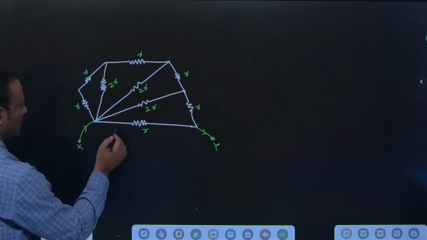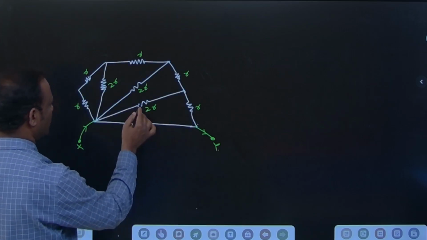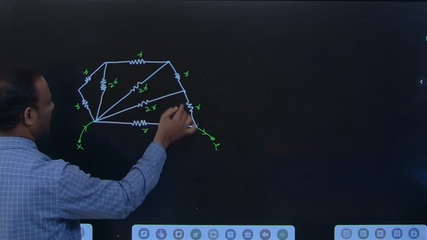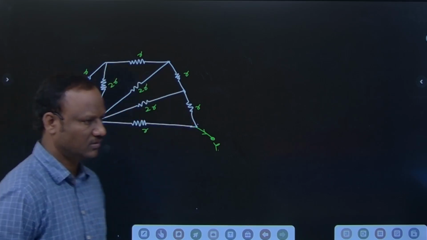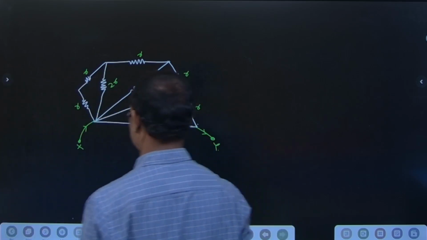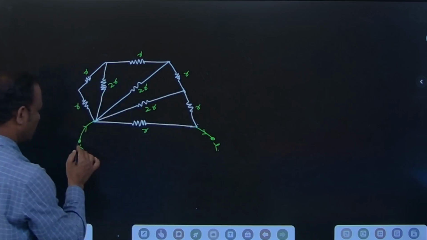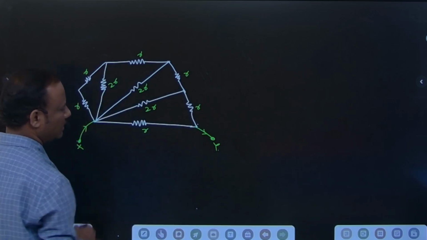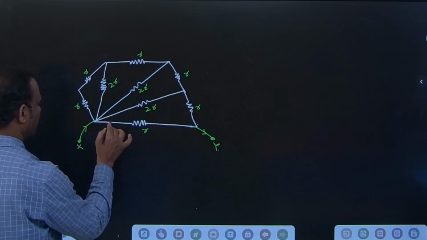First, how many resistors are there? 1, 2, 3, 4, 5, 6, 7, 8, 9. We have 9 resistors here. Now let this be the positive terminal and this the negative terminal. So what is the current?